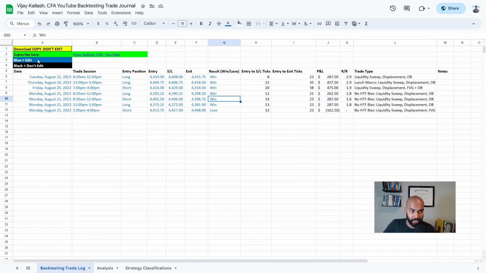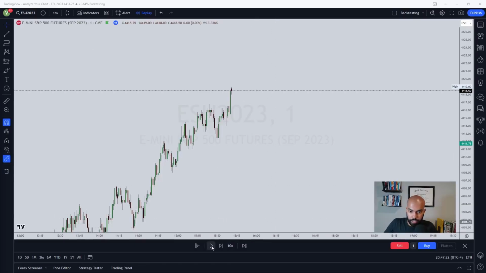So you just have to make sure you type it in. Also, one more thing, I added this. If it's blue, you could edit it. If it's black, you shouldn't, because they're formulas. So just FYI. Okay, so let's look at what's next.